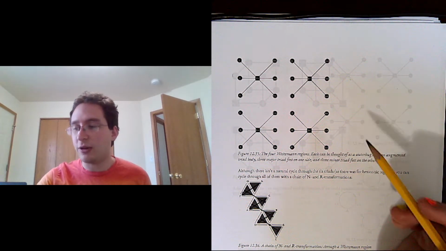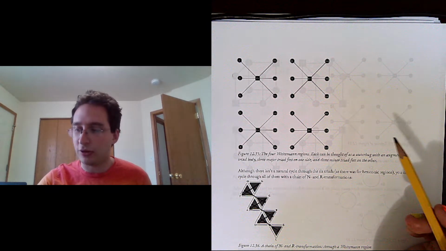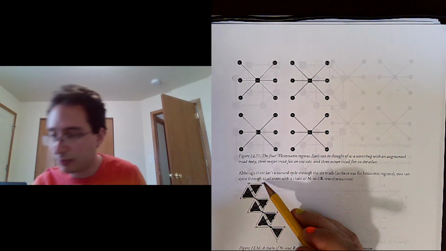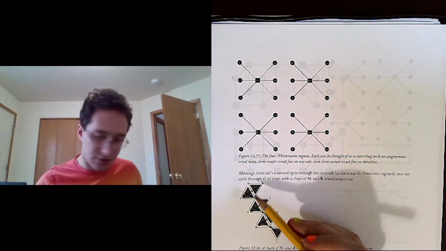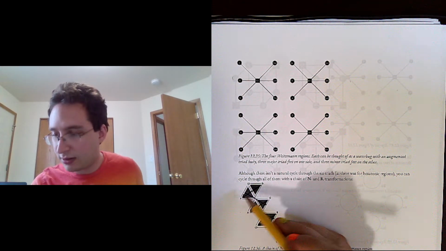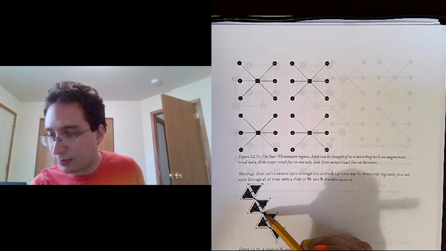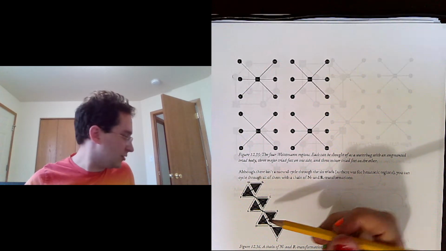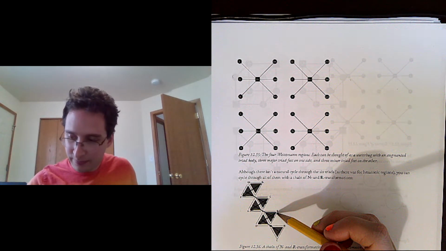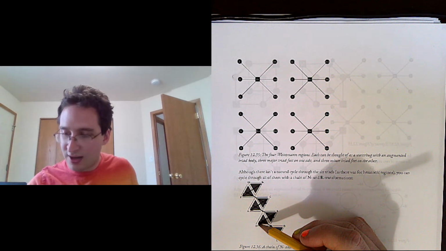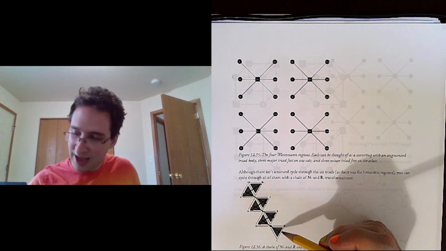There isn't a natural cycle through the 6 triads like we had the alternating P's and L's, but you can cycle through all of them with a chain of N and R transformations. So if we start at your A flat major up here, start with an R to F minor, then we have an N transformation, so F minor to its 5, which is C, to A minor, then A minor to its 5, which is E, then to C sharp minor, and then we end up back at A flat major.